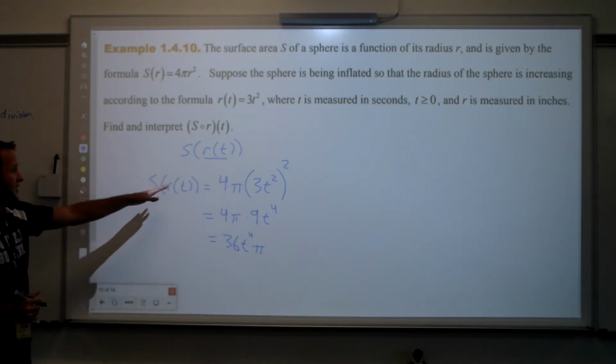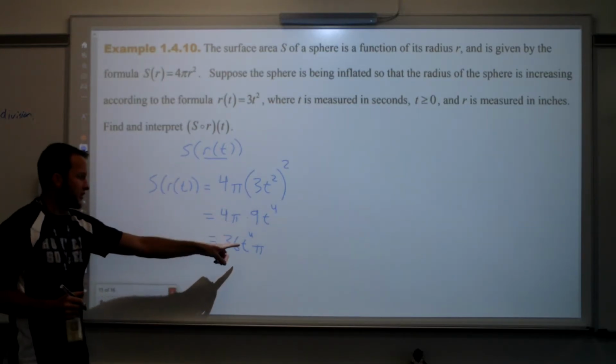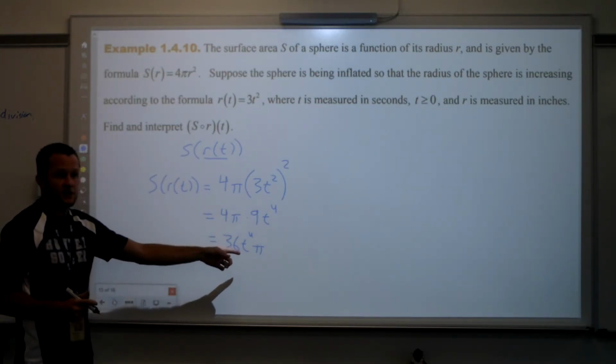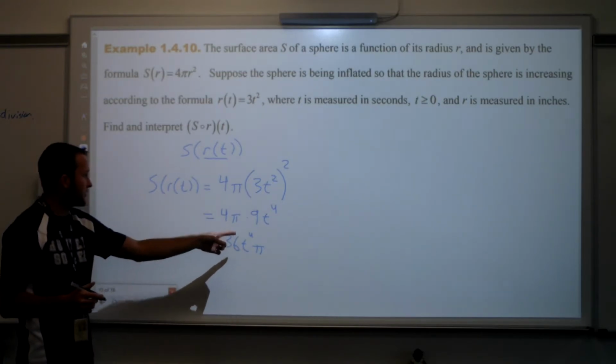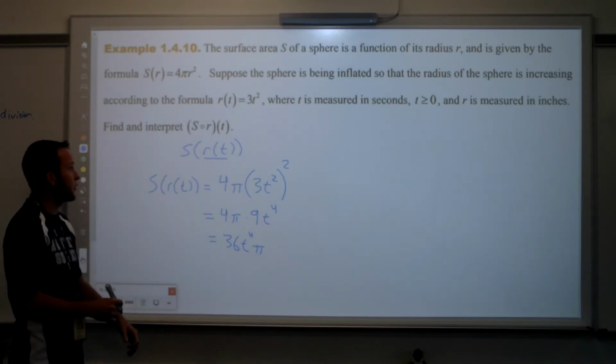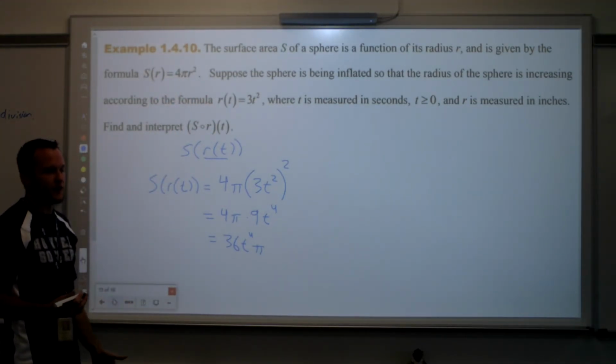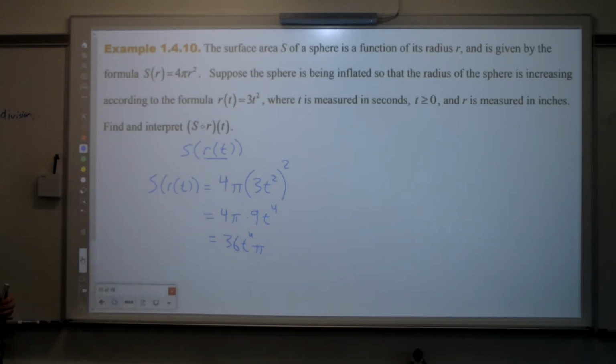So what that's saying is that if we want to know what the surface area will be according to the time, we just plug in how many seconds later, and that will tell us what the surface area is. So it's kind of like doing 2 things at once. It does this one, and then it does that one. So that's an example of how you can use this in more of a real-life setting.